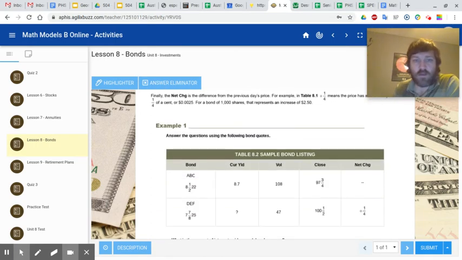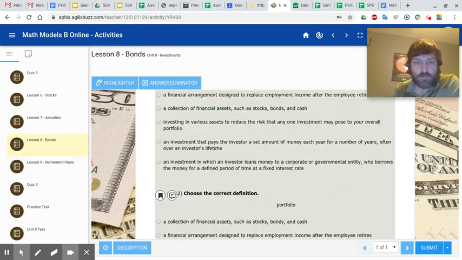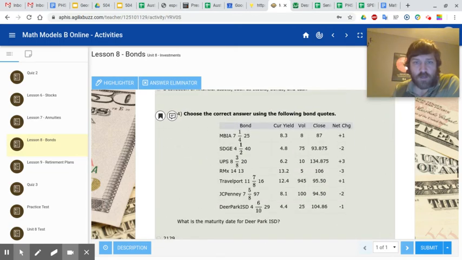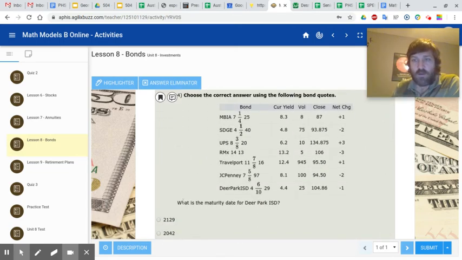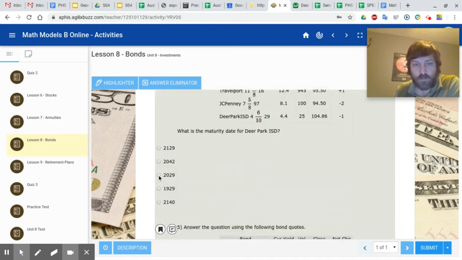So let's go look at the questions. Vocab until we get to number 4. Pretty straightforward on this first one. What's the maturity date for Deer Park ISD? Deer Park ISD is the last row on this table. And remember that the maturity date is this number right here, 29. See all of these numbers here? These are the years, 25, 40, 20, all these. The first number, remember, is the interest. So this is going to mature in 2029. And there it is right there.